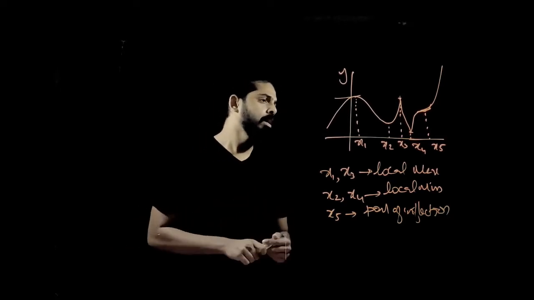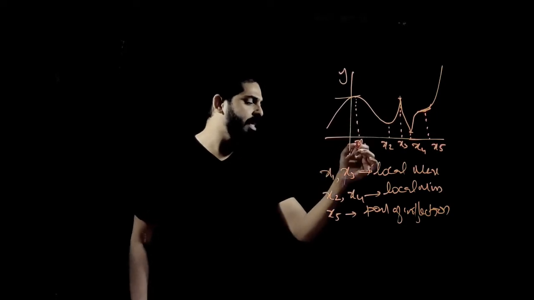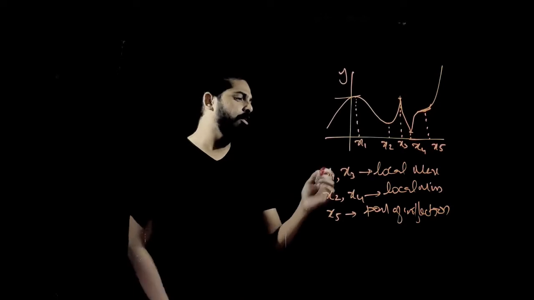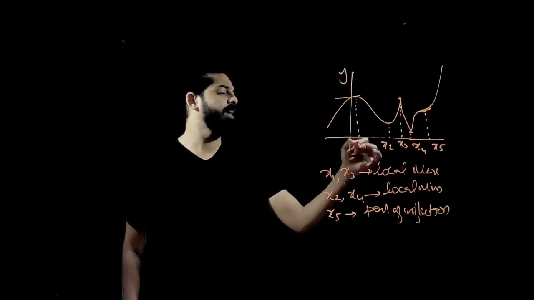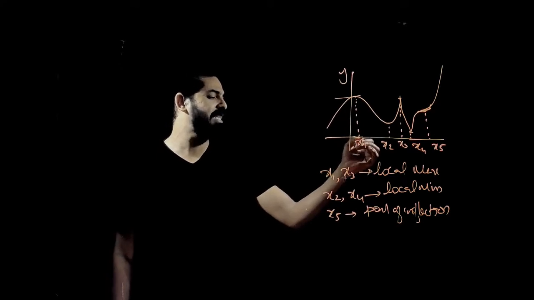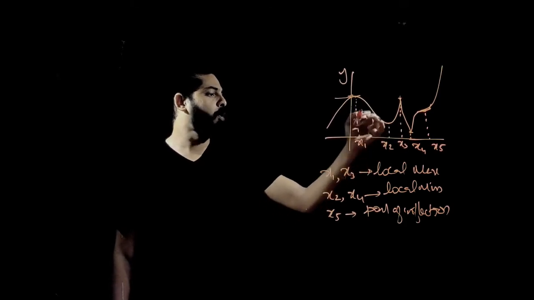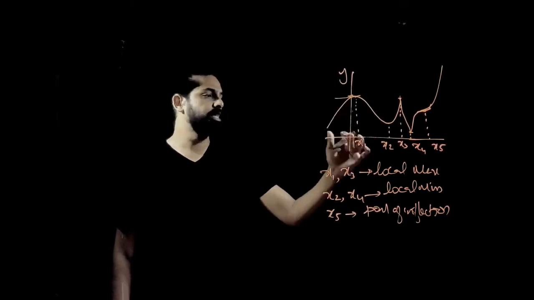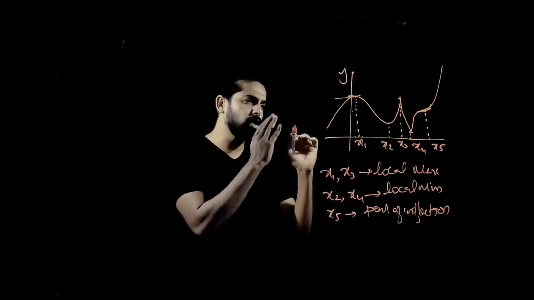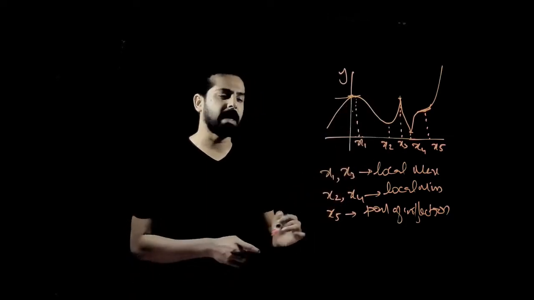The x1 is said to be a local maxima because we can clearly see that the value of the function at x1 is greater than the value of the function at nearby points of x1. At nearby points like this or this, the value of the function is lesser than the value of the function at x1. So x1 is said to be the locally maximum value.